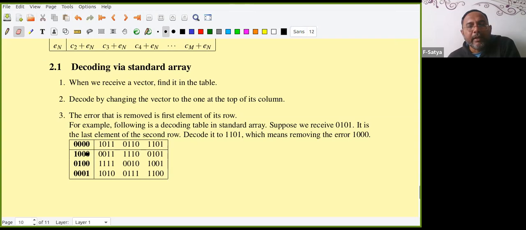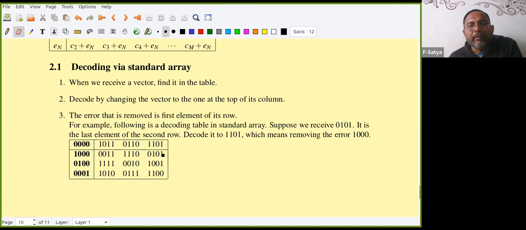So now the error is, that means it is coming from which code word? Here. This is sent and this is what we got. Where is the error? 1 is the error. 1 is added to this. Likewise, now I will decode it to this one. So it is decoded to 1101, which means removing the error 1000.